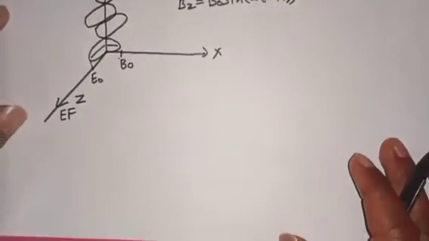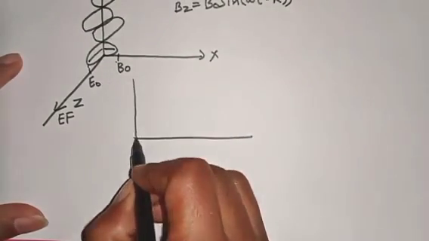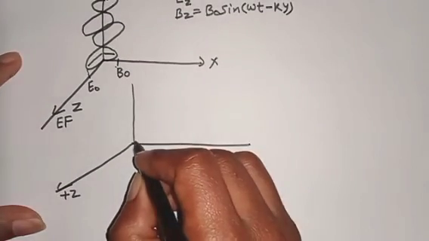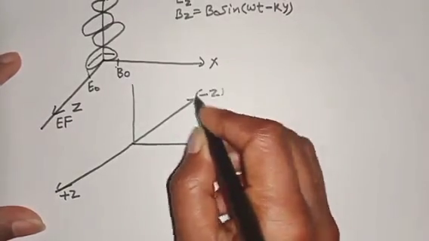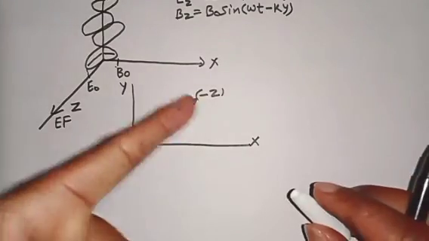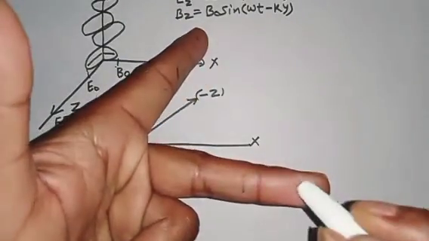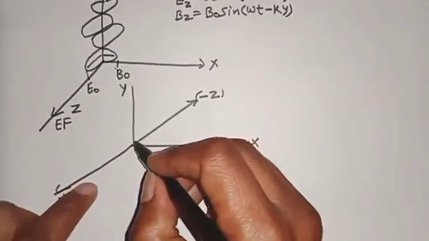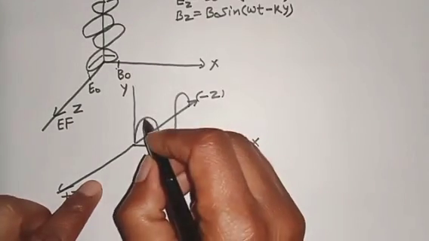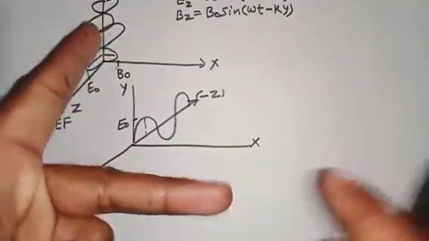In the same way, if the wave is propagating along z direction, this time instead of positive I am taking negative z direction. This is positive z direction, so that will be the negative z direction. So the wave is propagating along negative z direction. If electric field is along y direction, then magnetic field will be along x direction. So in this case the wave will look like this. It is showing electric field, and this will show magnetic field.